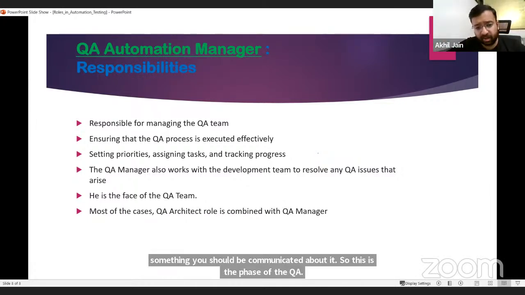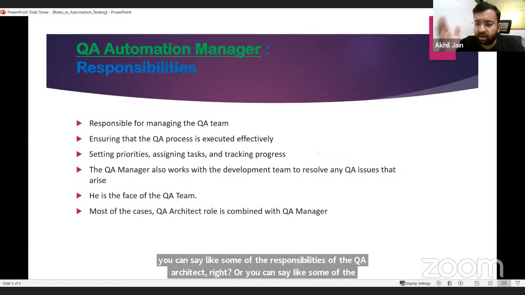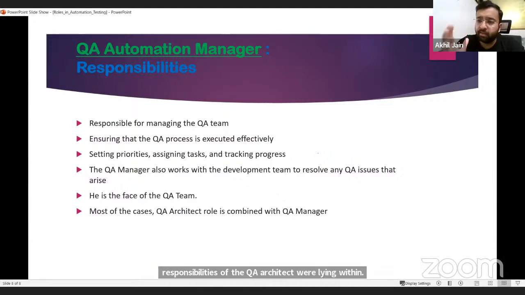Again, as I said, the QA architect role was earlier combined with the QA manager, or you can say some of the responsibilities of the QA architect were lying with the lead engineer. Now, we have this new role, the QA architect, which is getting prominence across different organizations.